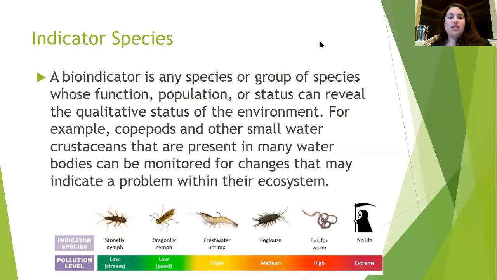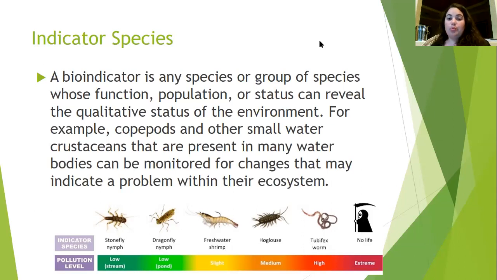All right, so indicator species. An indicator species, or a bioindicator, is any species or group of species whose function, population, or status can reveal the qualitative status of an environment. So we can tell how well the environment is doing, or how terrible the environment is doing, depending on the species that are alive and doing well in that environment.